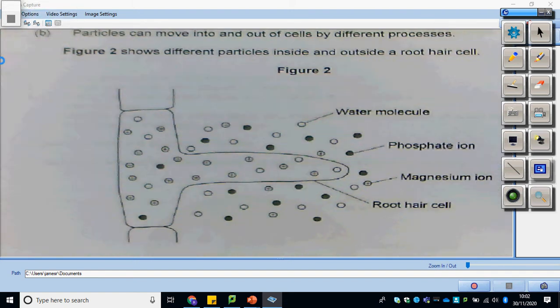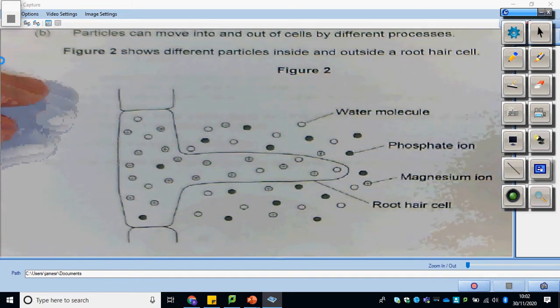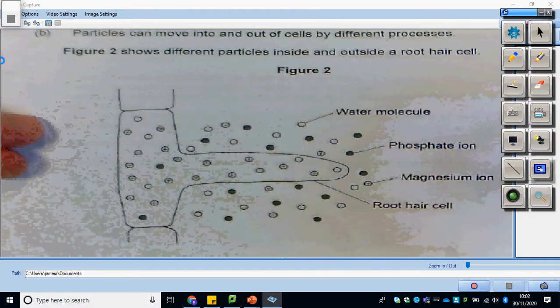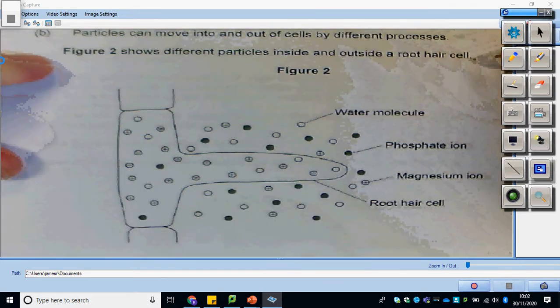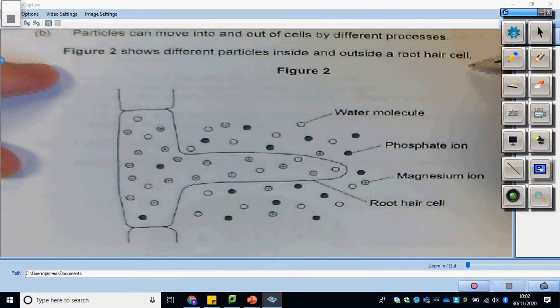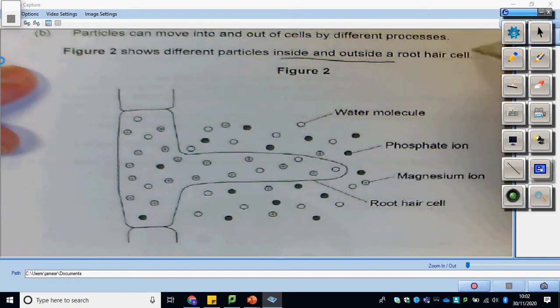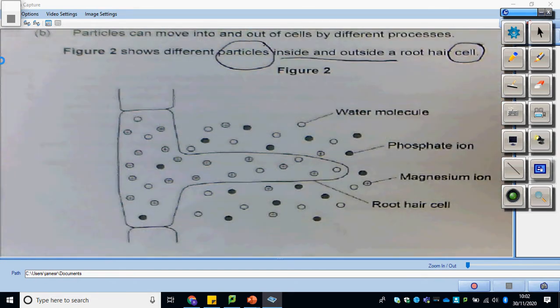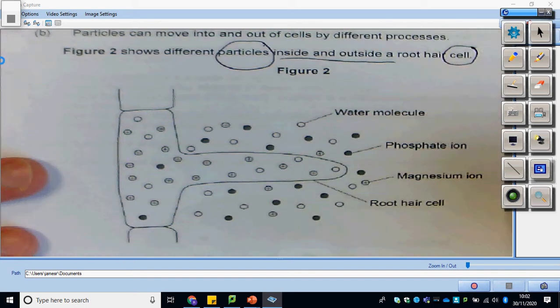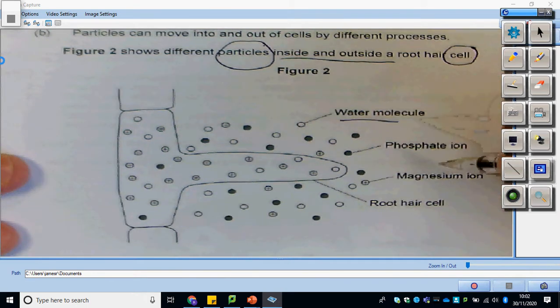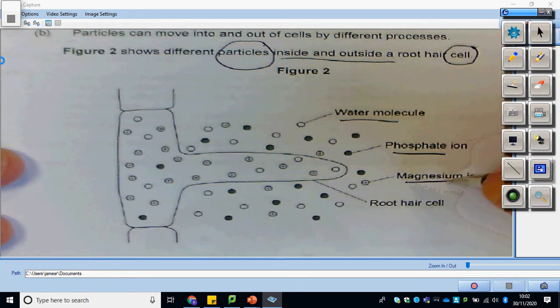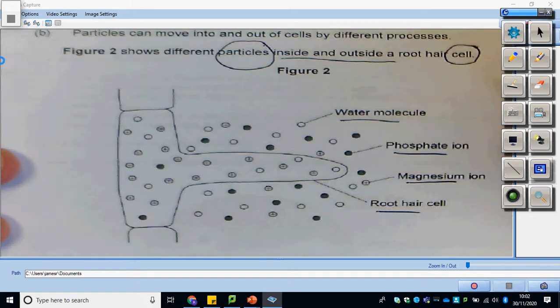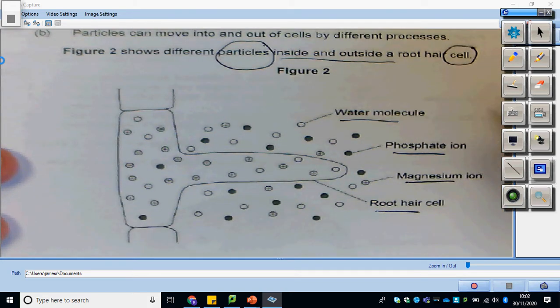Okay then, I'm going to record how you should be answering this question. Particles can move into and out of cells by different processes. Figure 2 shows the different particles inside and outside of a root hair cell. So all of this is about the movement of particles. Let's take a look at the particles we've got. We've got a water molecule, a phosphate ion, a magnesium ion, and this cell labelled as the root hair cell.